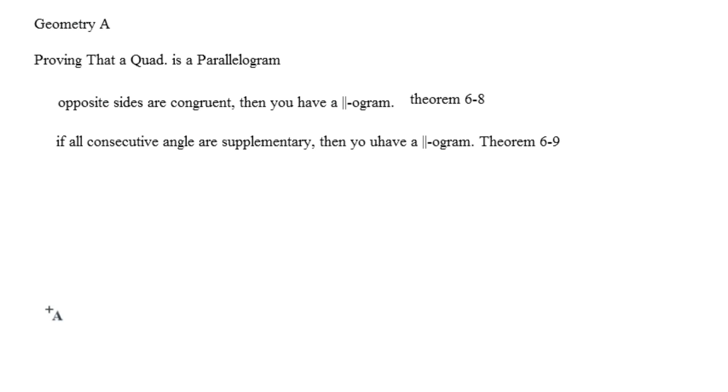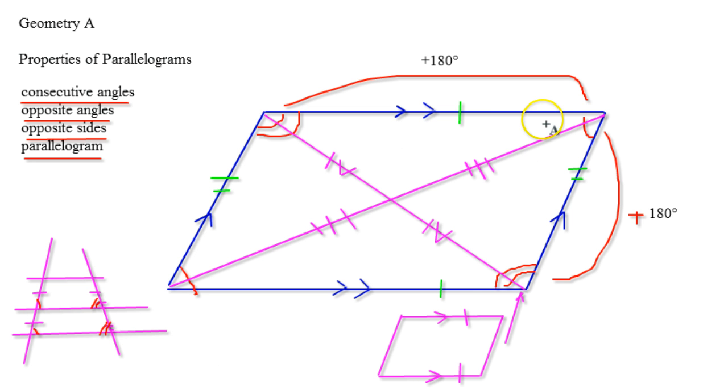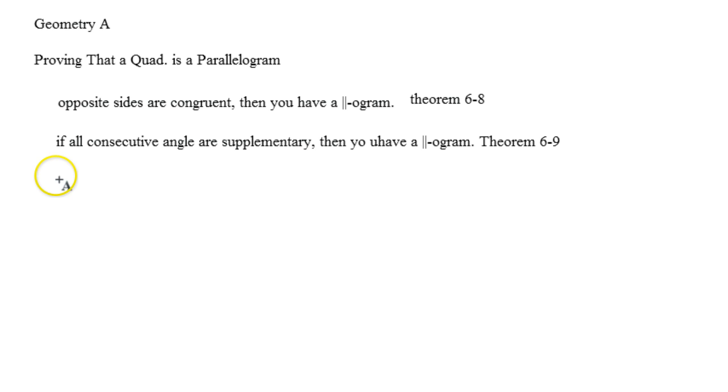So in other words, if we're dealing with what we just had, okay, which was these two add up to 180, these two add up to 180, these two add up to 180, and these two add up to 180, then you actually have a parallelogram. Okay? All right, and that's theorem 6.9.